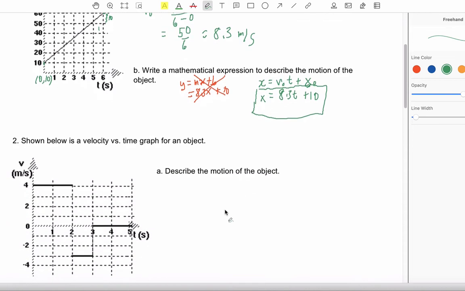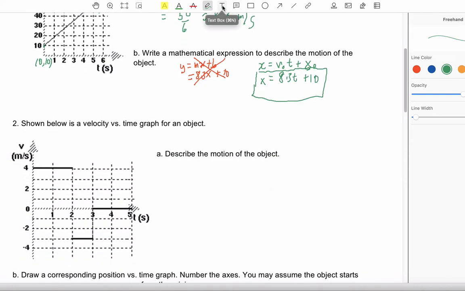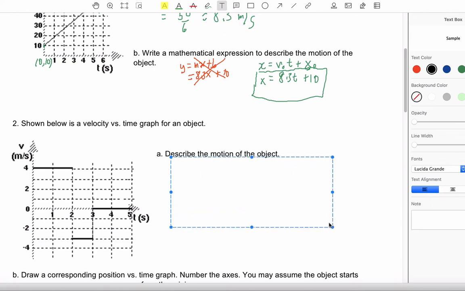Now, we have a velocity versus time graph for this object, and we want to describe its motion. So let's be really clear. From 0 to 2 seconds, it moves. Now look at this velocity. It's 4, which means positive, so it moves forward at 4 meters per second for 2 seconds.